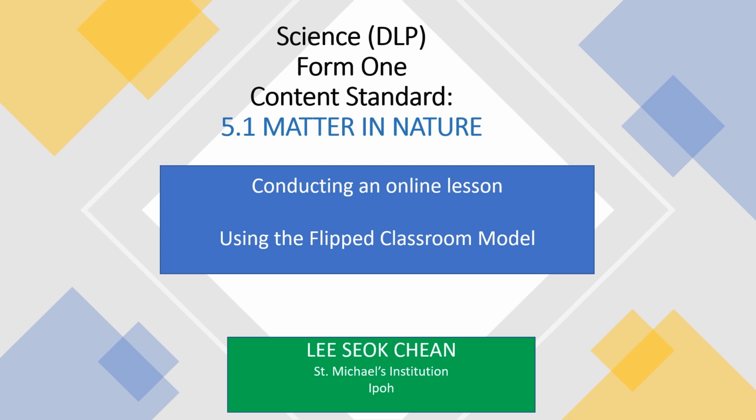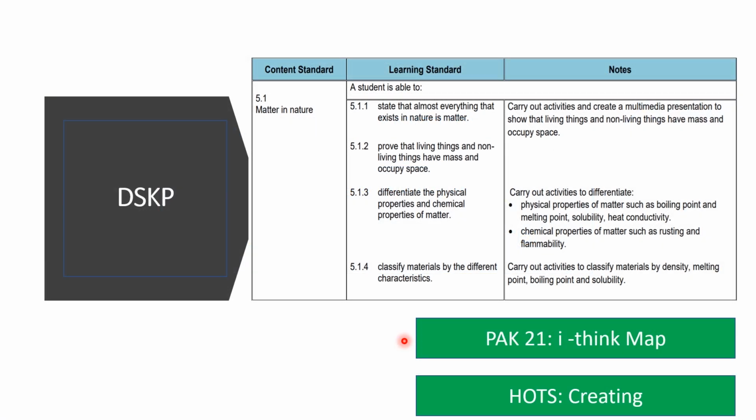The content standard in this lesson is 5.1 Matter in Nature. The 21st century teaching involved is using iThinkMap, and the higher order thinking skill is creating. Students will be asked to create their own experiments after this lesson.